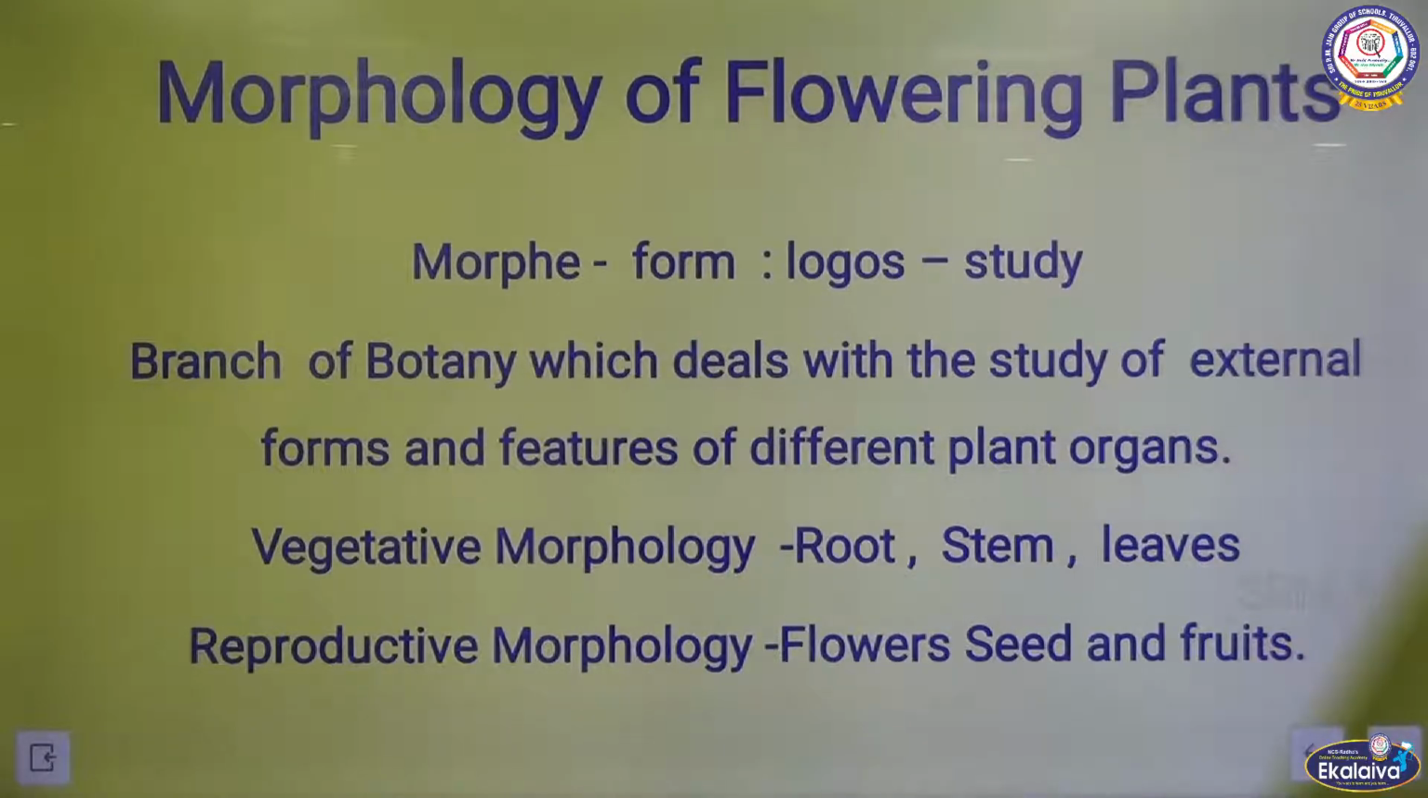Plant morphology can be studied under two broad categories. One, vegetative morphology, which includes the study of shape, size and structure of plant parts such as root, stem and leaves. Reproductive morphology includes the study of structure of flowers, seeds and fruits.